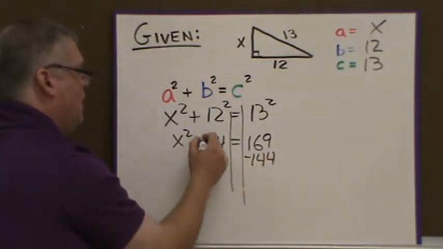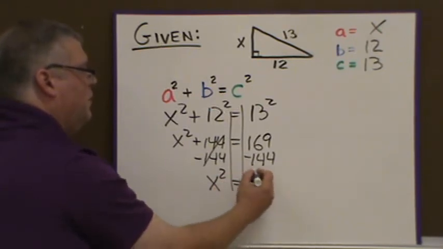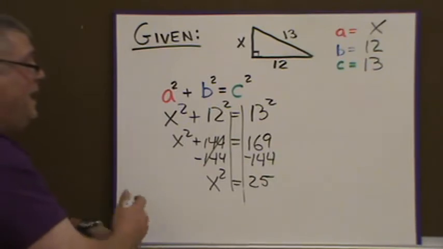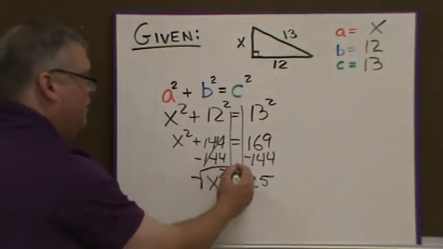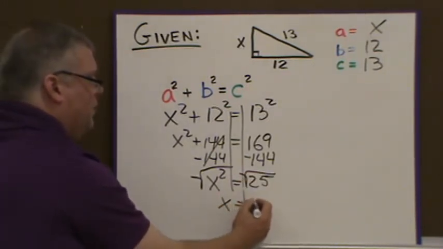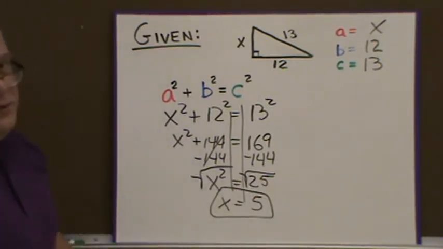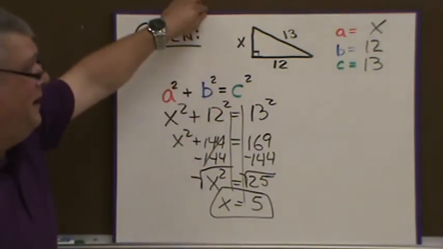That gives me, these cancel. I get x squared is equal to 25. And again, I'm not finished because I'm looking for x, not x squared. So I've got to do that square root to get the final answer. X equals 5. Is it always going to work out to be 5? No, it just happens to be these two examples work out that way.